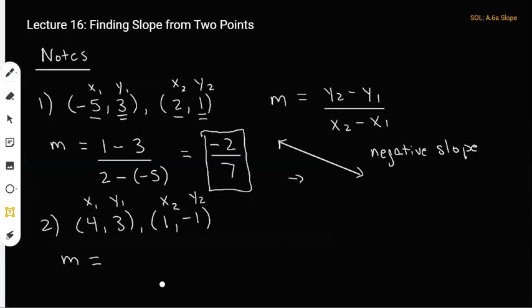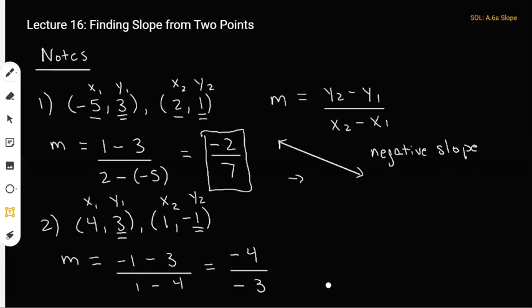So now putting the numbers on top, I need all the y values. That's going to be y2, negative 1, minus 3. That's my first y value. And at the bottom, I'm going to have x2 minus x1, 1 minus 4. So at the top, I have negative 1 minus 3. That's going to give me negative 4. On the bottom of the fraction, I have 1 minus 4, and that's going to give me negative 3.